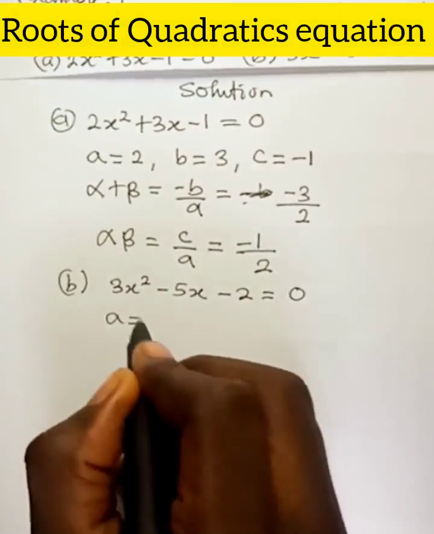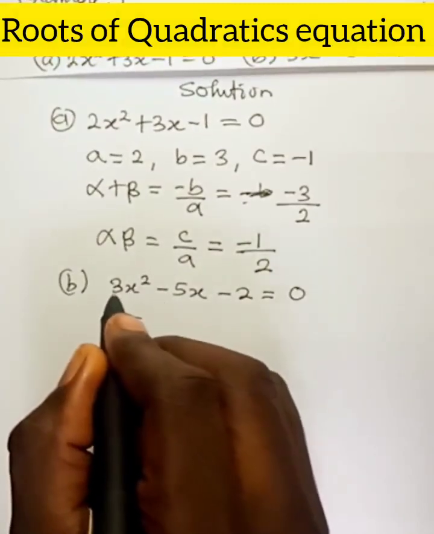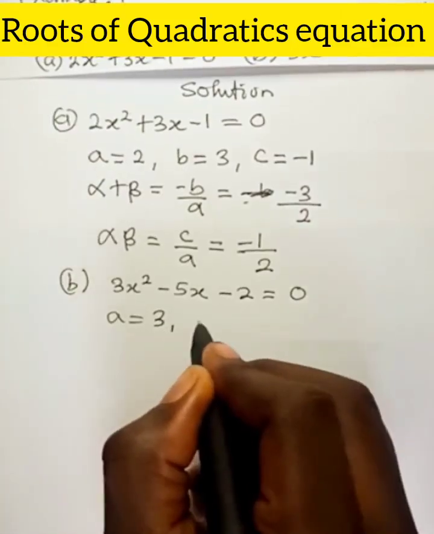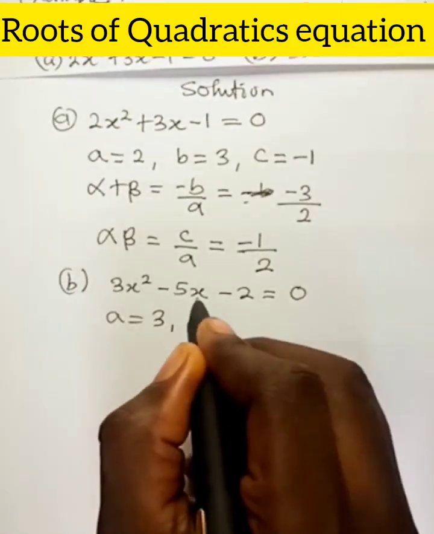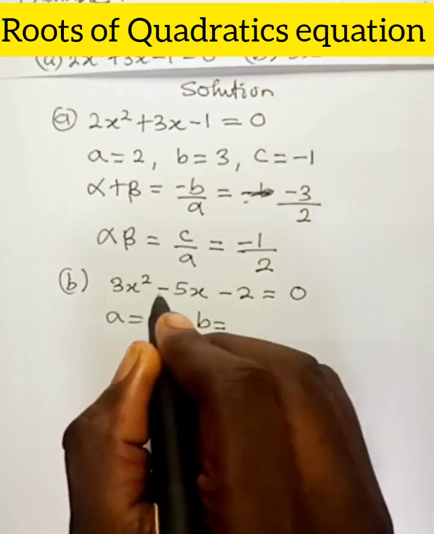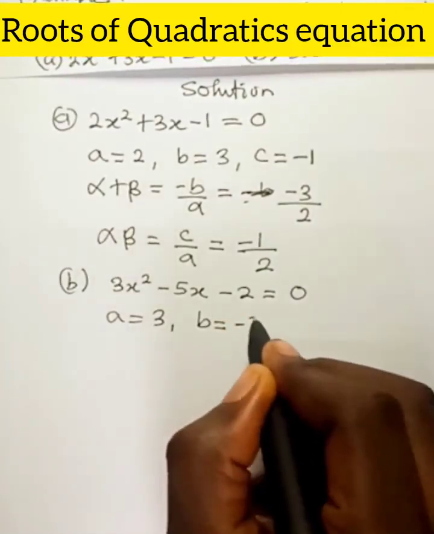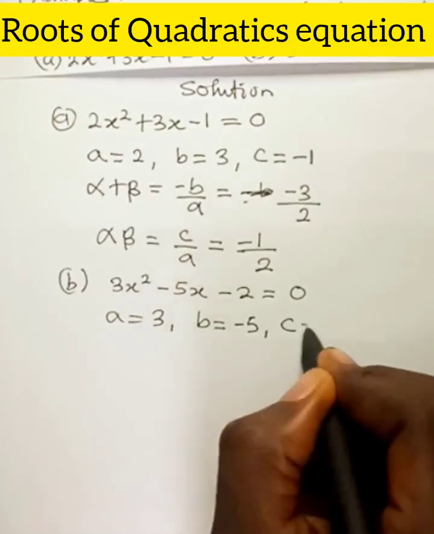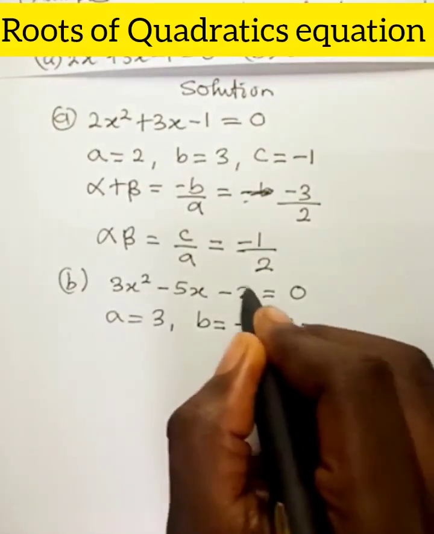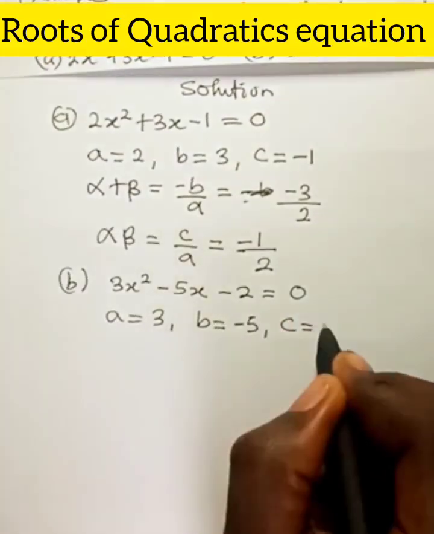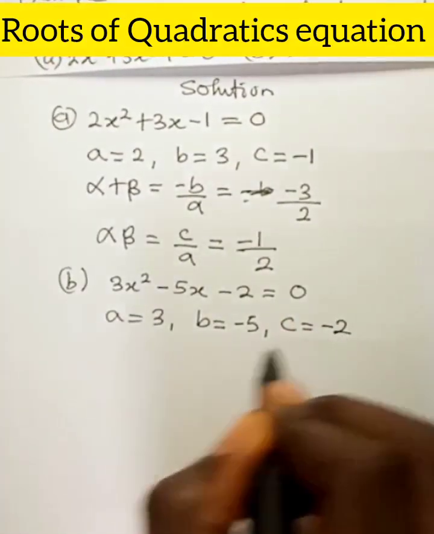Now our a is the coefficient of x², which is 3. Put 3 down. b is the coefficient of x, and the coefficient of x is -5. I put -5 down. And c is our constant, and this constant has a negative sign, so you include the negative sign: -2.